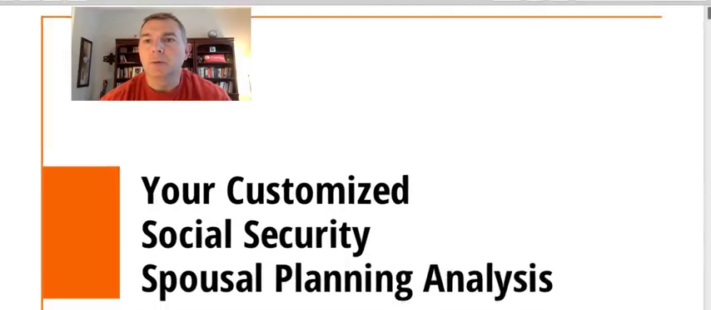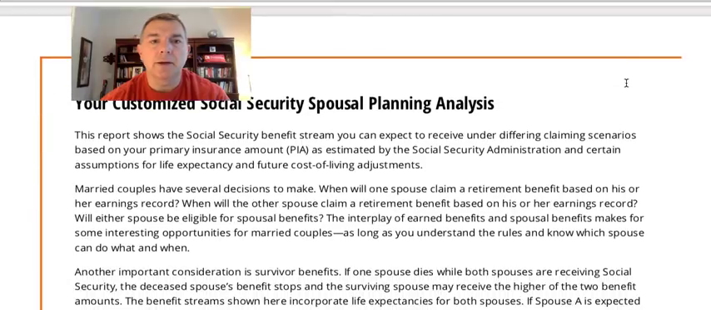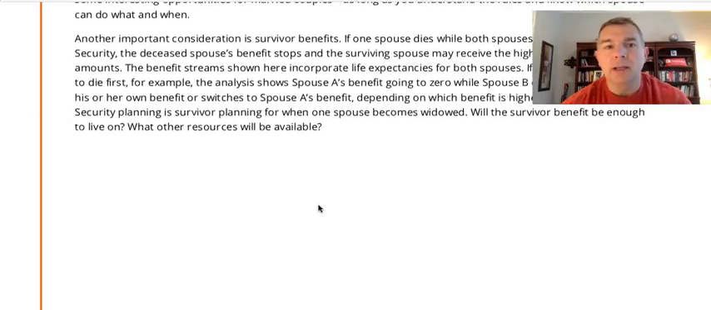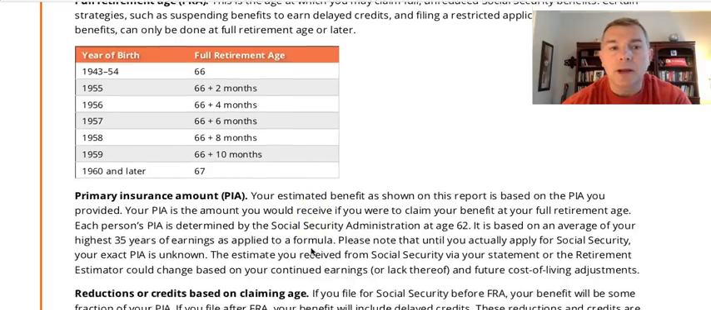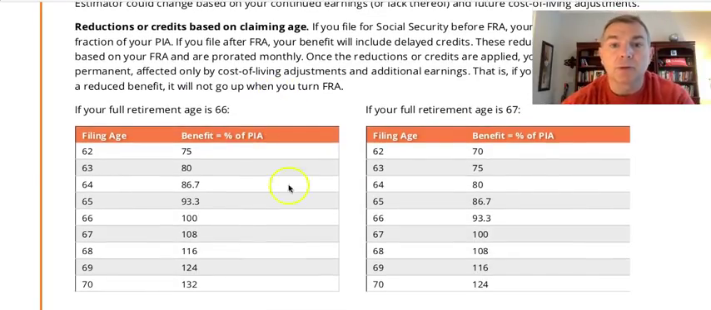All right, so let's see what we got here. Your customized Social Security planning analysis. So we're going to go down here. And I showed you this on the video I did yesterday, but it gives you all the info about Social Security. It gives you the key terms, your FRA, your PIA, your reductions or credits based on filing age. And it shows you if your full retirement age is 66 versus 67.